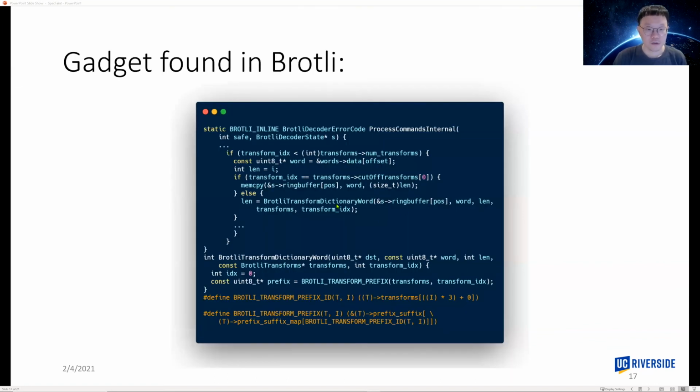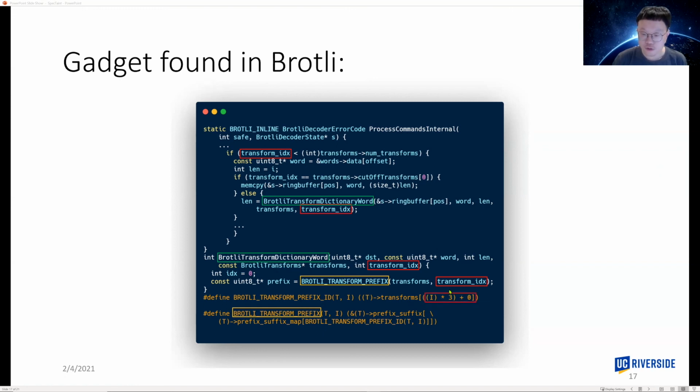In this figure, we show an example of a Spectre BCB gadget that is uniquely detected by SpecTaint. This gadget is found in Brotli, a compressing and decompressing program. We mark user inputs as taint source, and here we detect that the variable transform_idx is tainted, and the bound check is performed in this line. Then in this function, transform_idx is used as an index to perform an array access as defined by this macro.